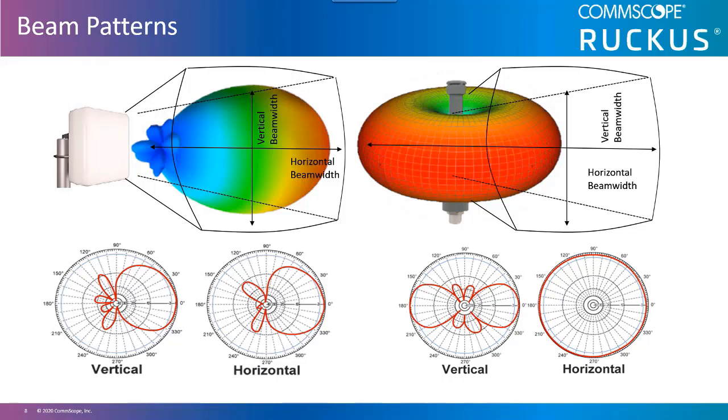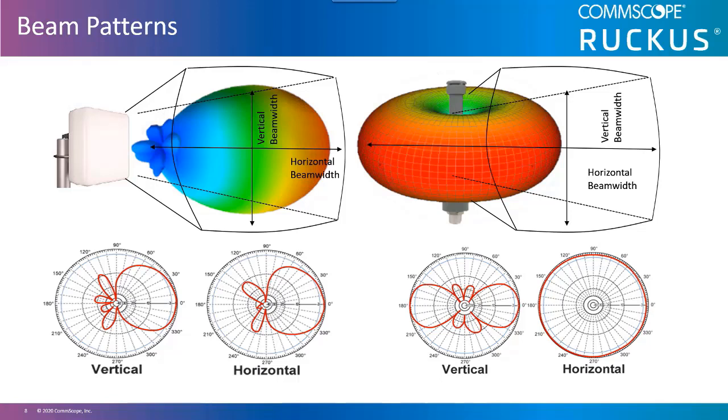Beam patterns. RF beam patterns have both vertical and horizontal components. They are not always equal. There are also incidental coverage patterns created when using antennas. These are around the antennas that provide unplanned coverage. They are often referred to as rear or side lobes when using directional antennas.